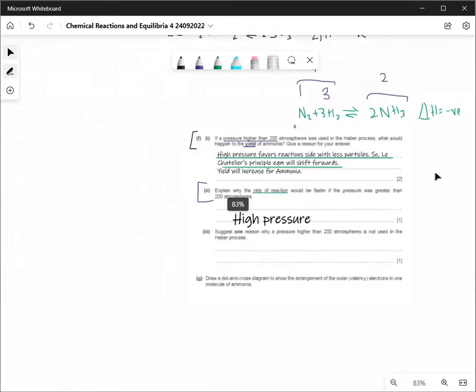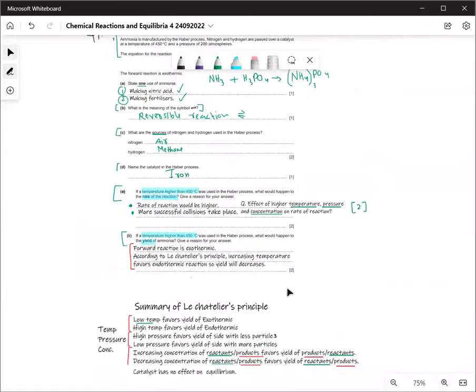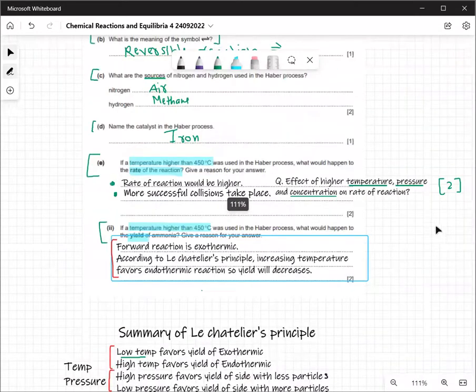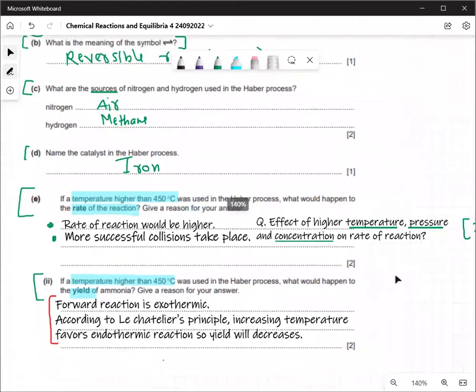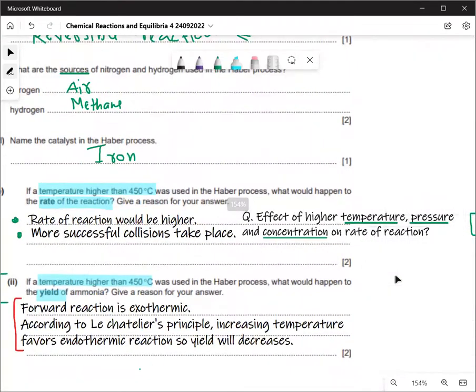Okay, I'm going to ask you to read something. Niranjana, read this. A very high pressure will be expensive and dangerous. So we take 200 atmospheres. Now read this one. Effect of high temperature, pressure, and concentration on rate of reaction. Read this out loud. Effect of high temperature, pressure, and concentration on rate of reaction. Right. Then read the answer.